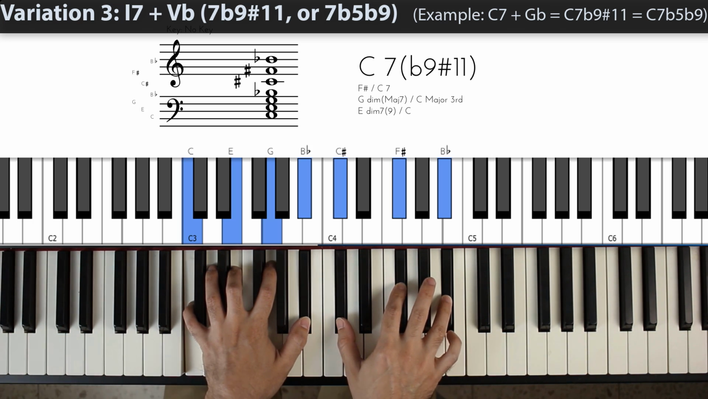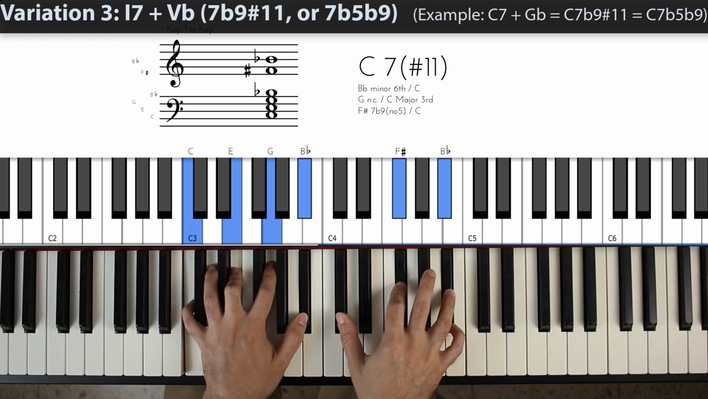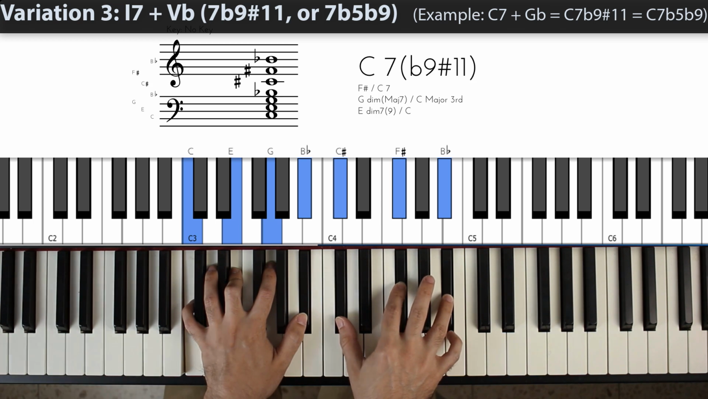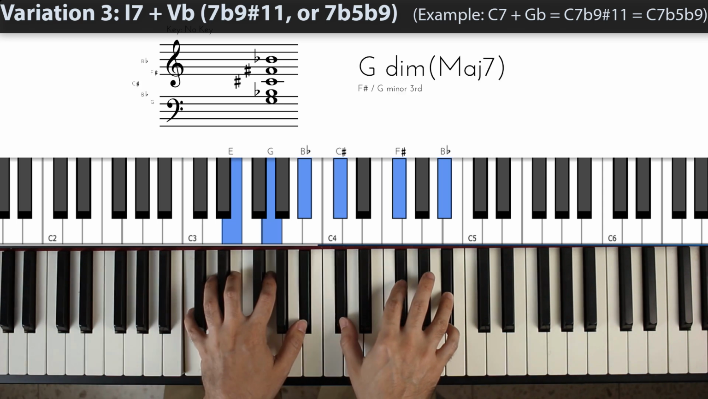And let's look at the colors. Here's my B flat, so this is the flattened 7th, I'm already playing it in the left hand. Here is a flattened 9, and here is a sharp 11. So what you have here is a C dominant 7, flat 9, sharp 11. So this is the third variation.